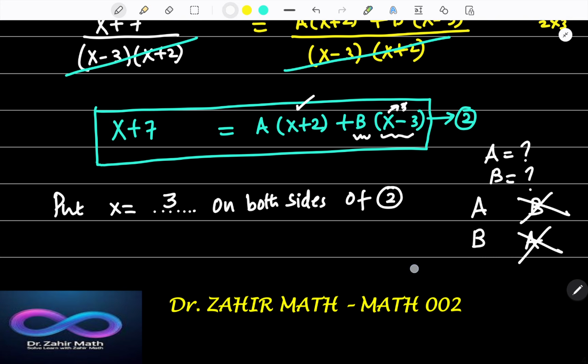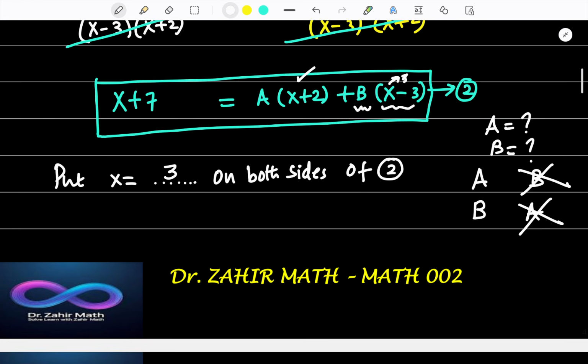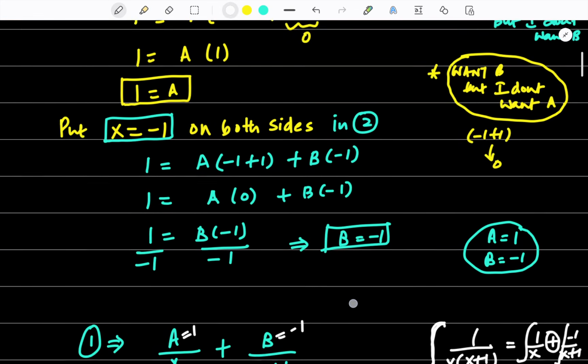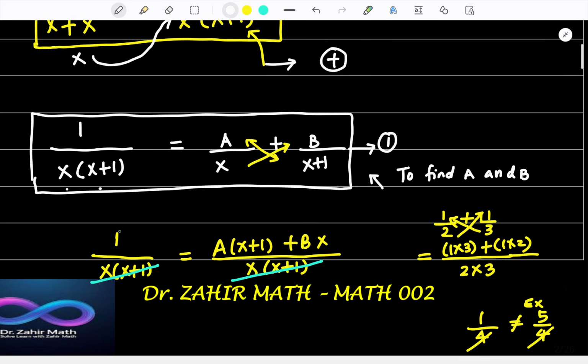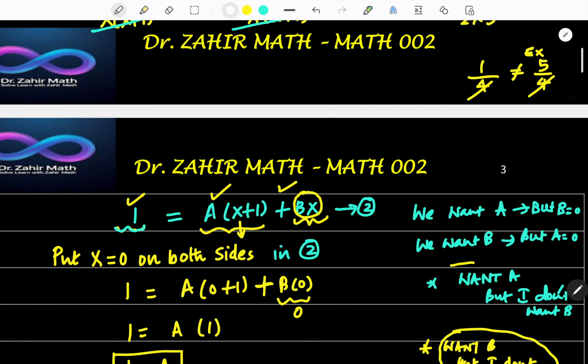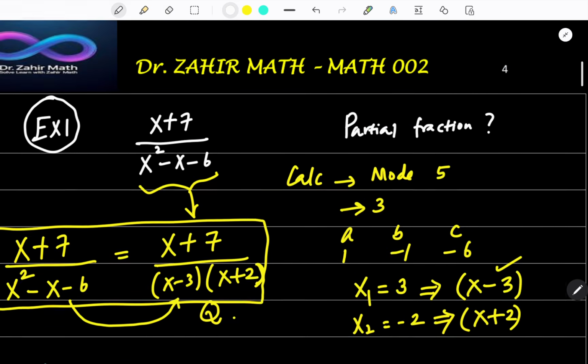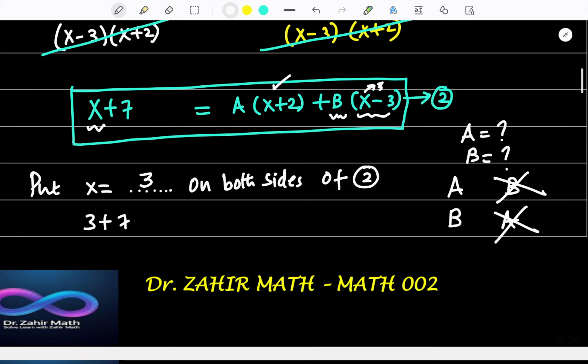So put x is equal to 3 on both sides of equation number 2. So when I put 3 here, 3 plus 7. In the last problem, there was no x on the left side. You can see here, it was just 1. There is no variable, so 1 kept coming. But here it is not like that. You have x plus 7. So 3 plus 7 is equal to a times 3 plus 2 plus b times 3 minus 3.